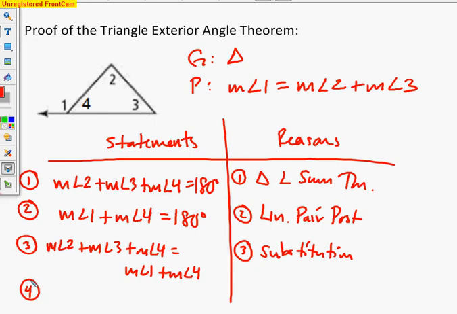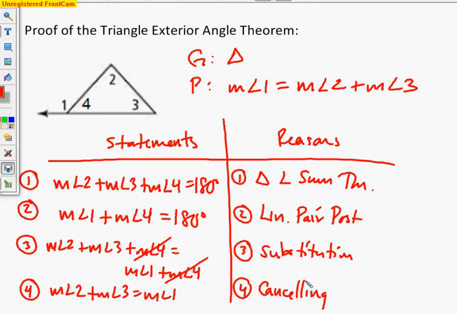So then lastly, I'm sorry, it's scrolled over, but if you look at the left side of the equal sign, 2, 3, and 4, the right side, 1 and 4, there is one thing that's the same on each side, 4. Cancel it out. Measure of angle 2 plus measure of angle 3 equals measure of angle 1. Canceling. And that's exactly what I wanted to prove, that those two remote interior angles equal the exterior angle. And we're done.